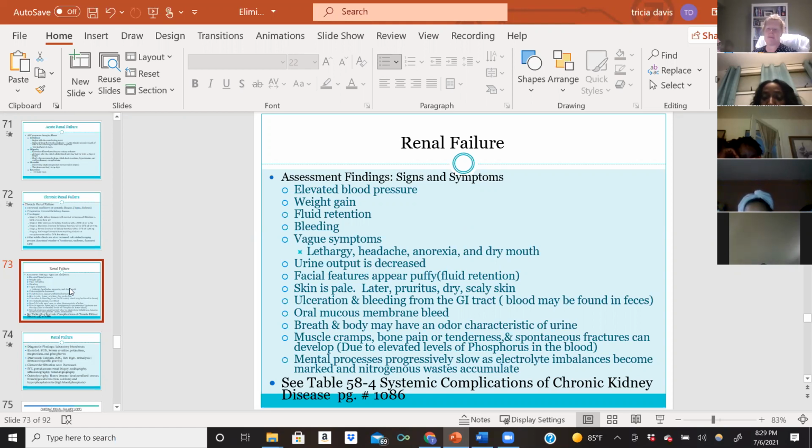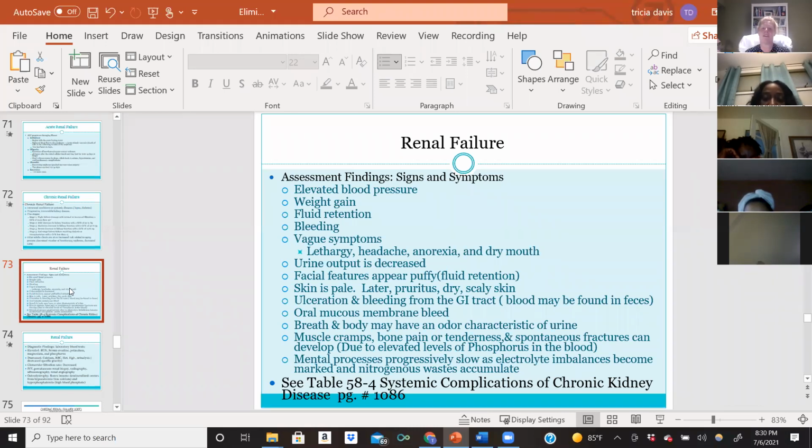Alteration and bleeding from the GI tract may happen, so we may see blood in the feces. The oral mucous membranes may start to bleed. They may have breath and body odor characteristics of urine; they may smell like urine. Muscle cramps, bone pain, and tenderness, or these patients are at an increased risk for having a spontaneous fracture.